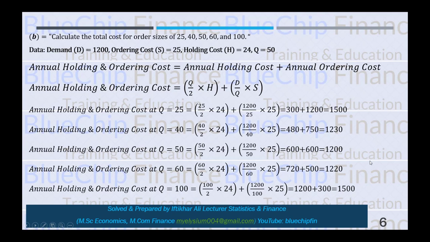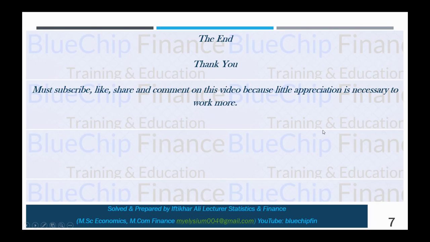So these were three more questions related to inventory management, in which we discussed different aspects of economic order quantity, annual holding cost, annual ordering cost, total cost and reorder point, and we also discussed lead time. So in the next coming videos we will discuss more about inventory management.